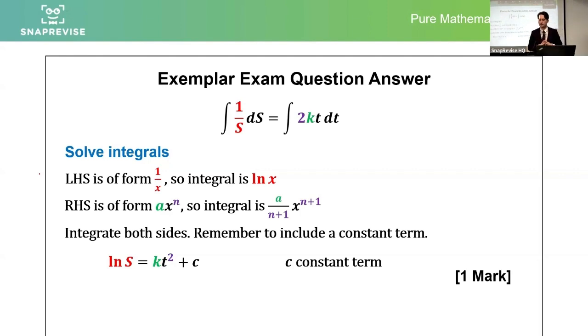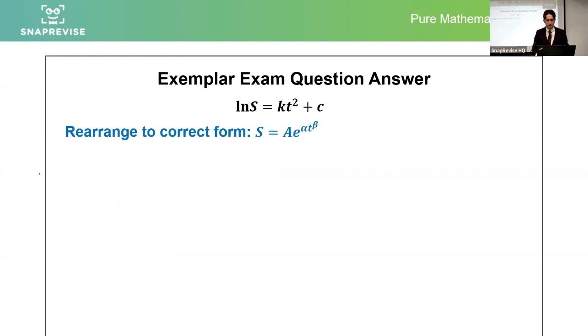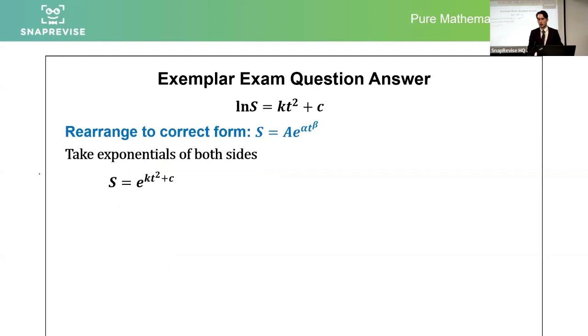Now remember, we don't want ln S, we want to make S the subject. So we've got a little bit more work to do because we want to get it in this form. So ln S is equal to kt squared plus c. So I'm going to raise both sides to the power of e, which will kind of unlog it and get us S. And then we've got e to the kt squared plus c on that side.